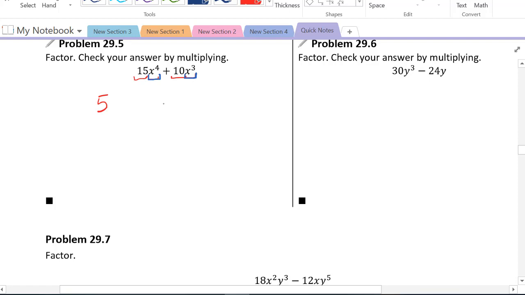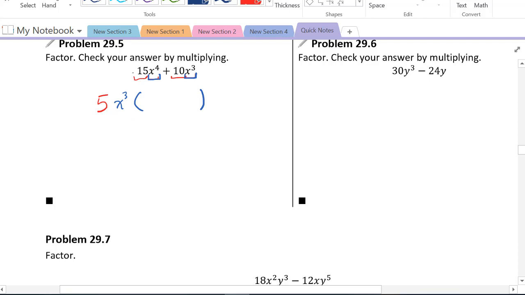Between x to the 4 and x to the 3rd, which one's the smaller power? X to the 3rd, right? So you want to factor out x to the 3rd now. Technically in this situation, the greatest common factor is 5x to the 3rd. So what happens if I factor out 5x to the 3rd?